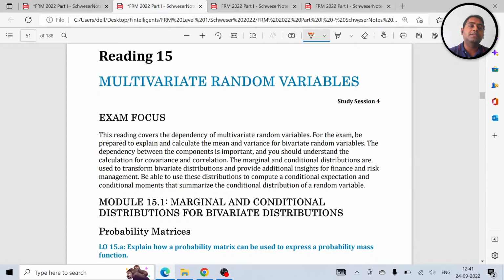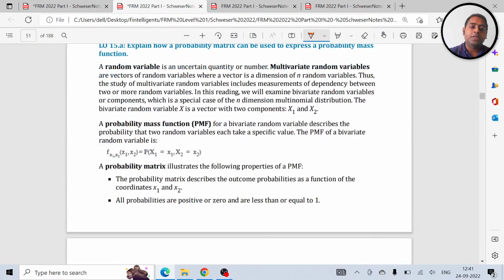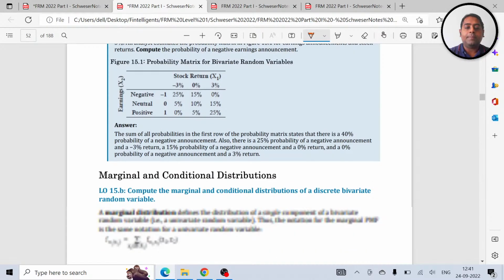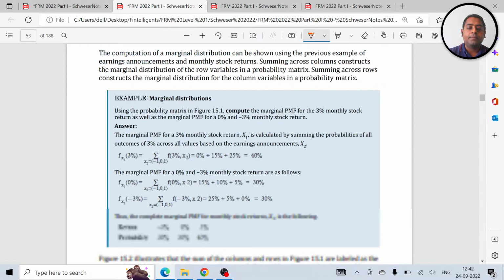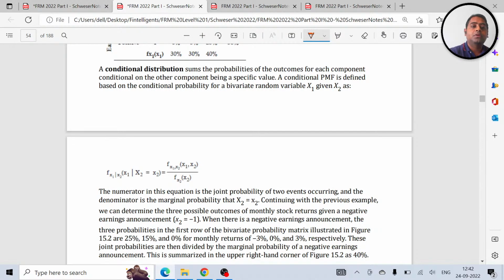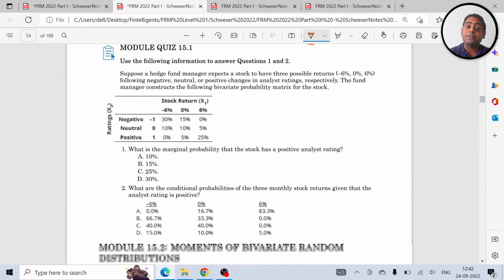Multivariate random variables. This chapter is a continuation of the fundamentals of probability chapter. Okay, if you're aware of matrices and the creation of a probability tree, it becomes very easy. In this, I'm just going to highlight a few concepts where you can focus. Marginal probability is not that important. Conditional distribution is important. You can focus on the conditional distribution from the exam perspective. You should be able to solve sums on that.